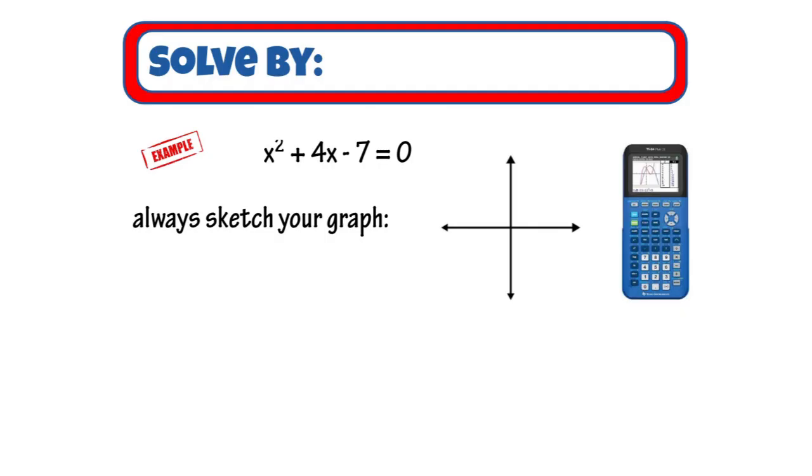Woohoo, we made it to the end. Well, we're not really at the end yet. We're on the fifth method, which is to solve by graphing. And by that, I mean using your graphing calculator. And remember, what you're looking for are the x-intercepts or the zeros of the function.